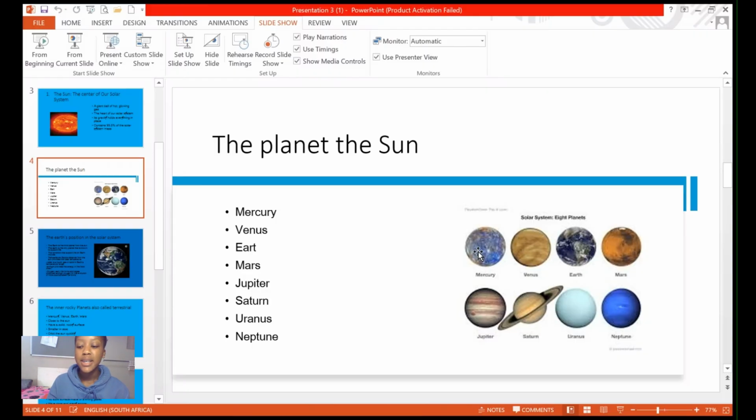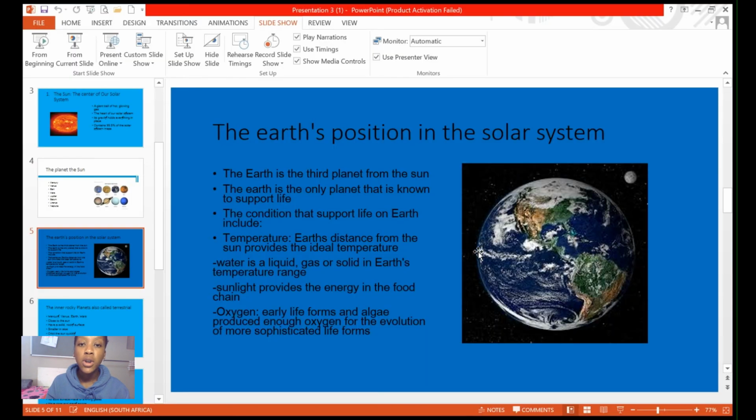Okay, now we'll move to the next slide where we'll be focusing only on Earth. Don't be surprised when I don't include other planets; because of the grade that you're in, it only allows me to focus on Earth. Earth's position in the solar system: Earth is the third planet from the sun. Earth is the only planet that is known to support life. It is the planet that we currently live in, where you see animals, plants, and humans supported by life.